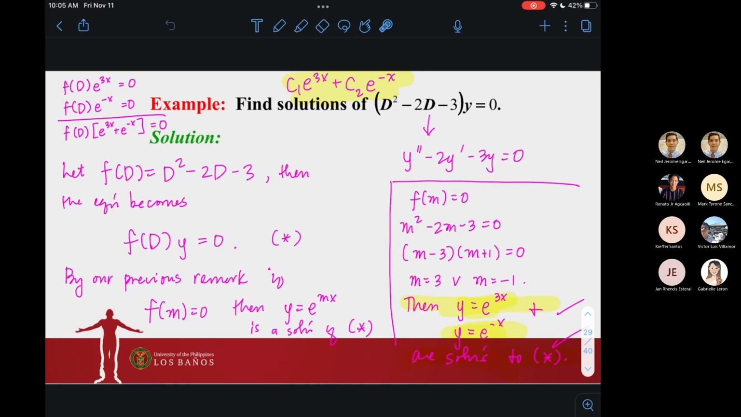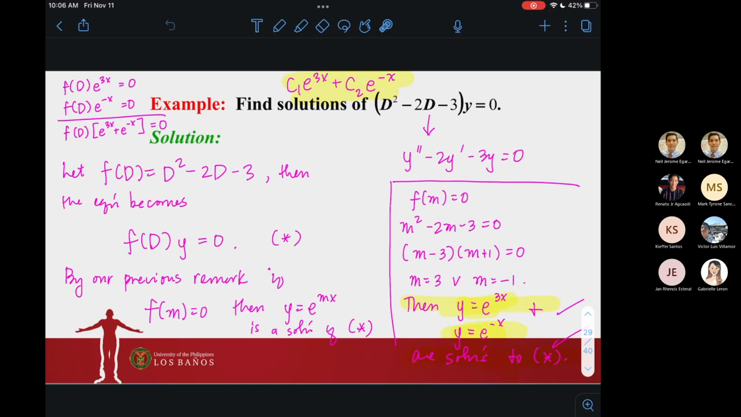But the nice thing to ask is, sila lang ba yung solution? Lahat ba ng solution sa differential equation na to ay kayang isulat like this? So basically, I'm asking, is this the representation for the general solution? That is, are all solutions of this form for some constants C1 and C2? Well, nakita natin sa previous sections that there is a condition for that to happen. That is, e to the 3x must be linearly independent with e to the negative x.